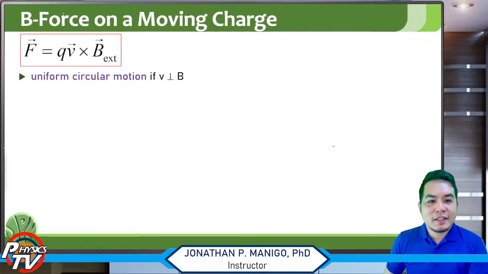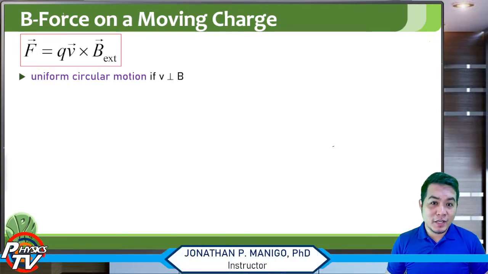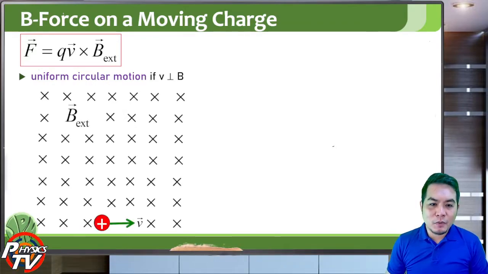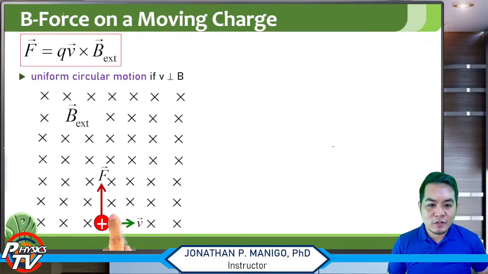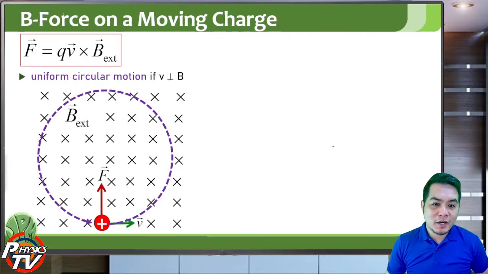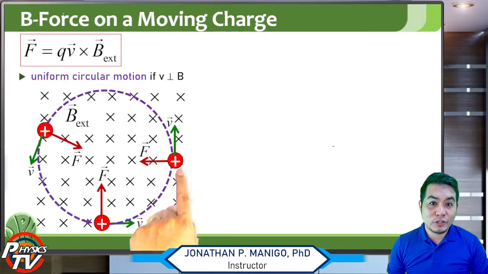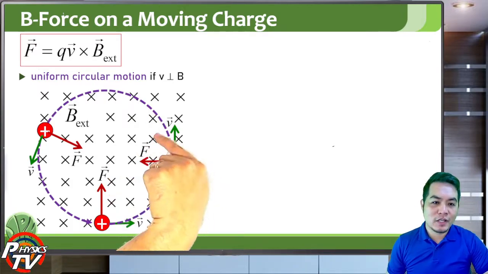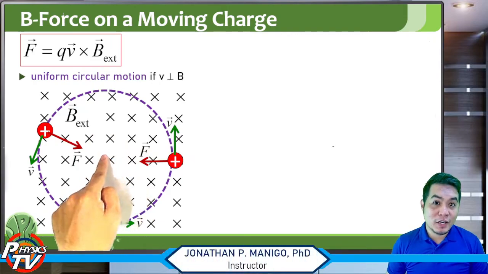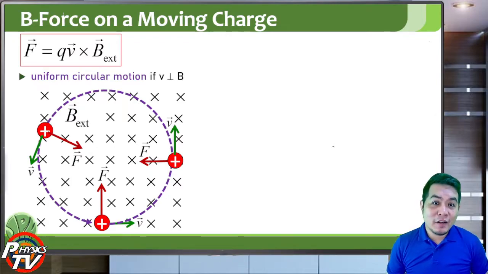In the event that the velocity of your moving charge is purely perpendicular to the external magnetic field, then your charge will undergo a uniform circular motion. I mentioned earlier that this charge will curve, and form a circular motion. At every point, the velocity is tangent to the circle, and the force is always going towards the center of the circular motion. So the force here becomes a centripetal or radial force.